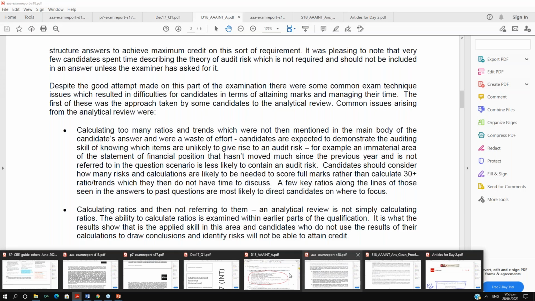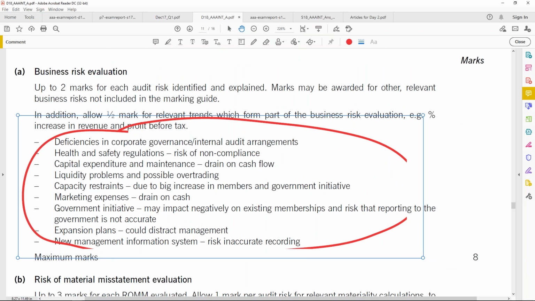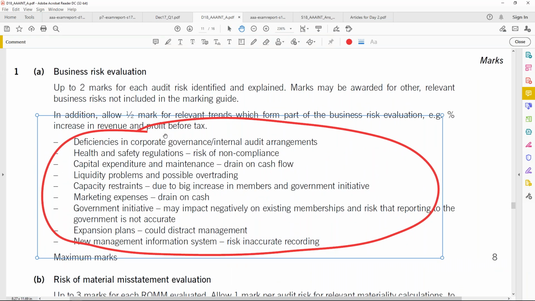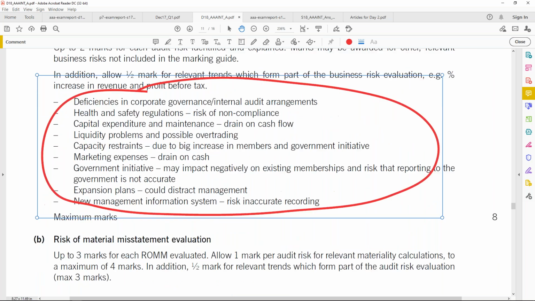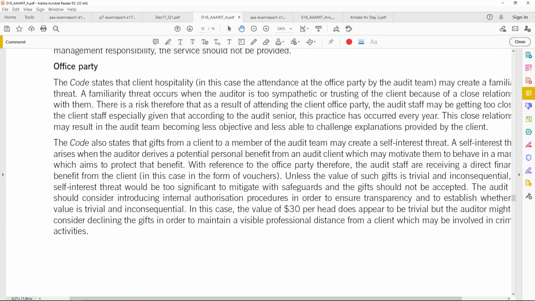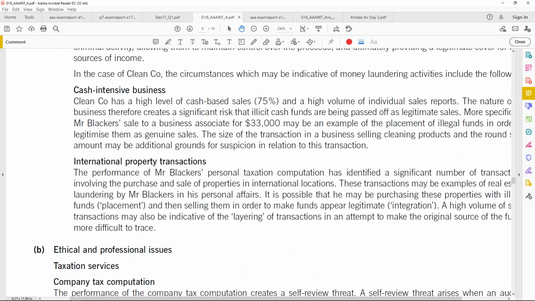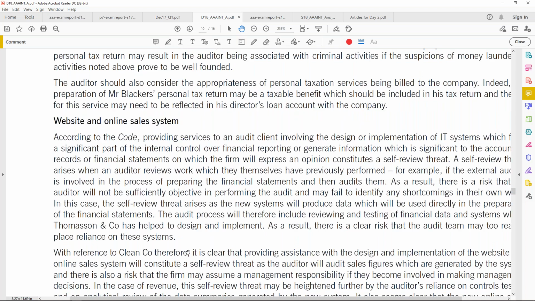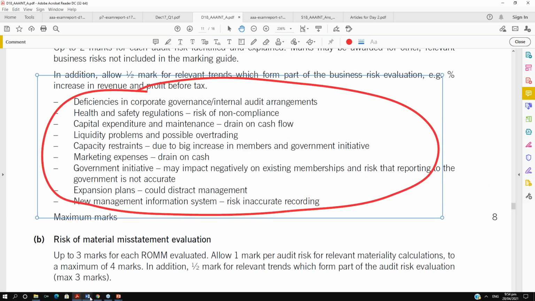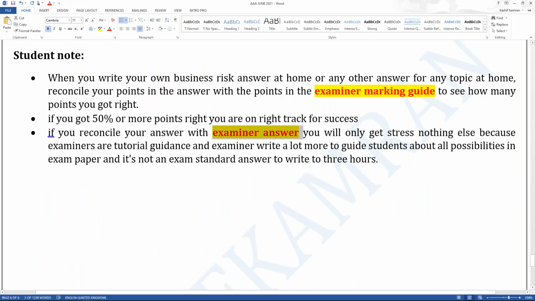So there is one thing which is known as the marking guide. Can you see the marking guide in front of your screen? This is the marking guide, which gives you the bullets. But can you see the examiner answer here? These are examiner answers in paragraphs. So you need to reconcile your point with the examiner answer. If your point and the examiner's point reconcile, that's good.